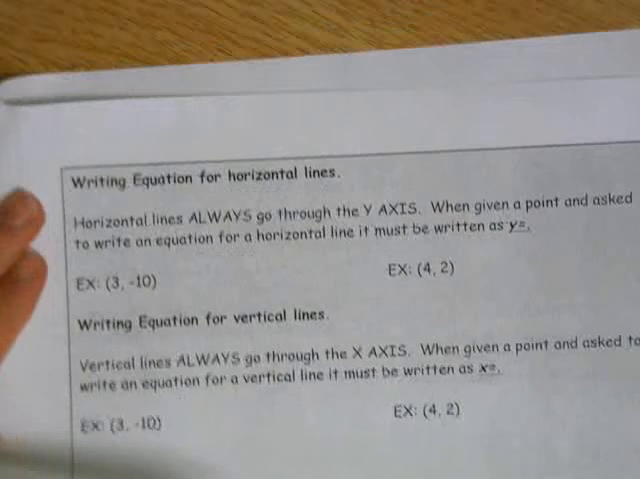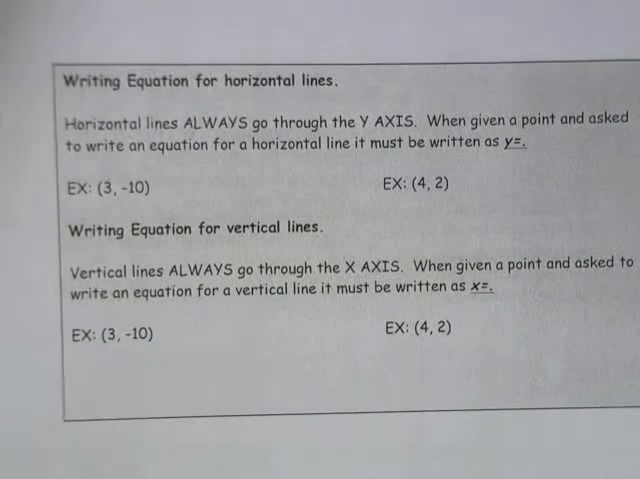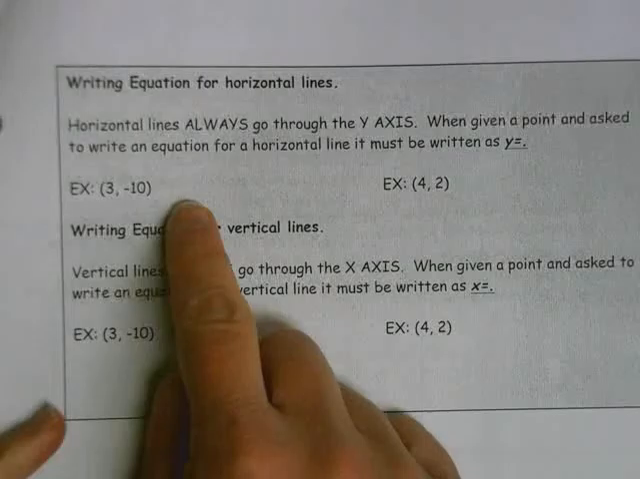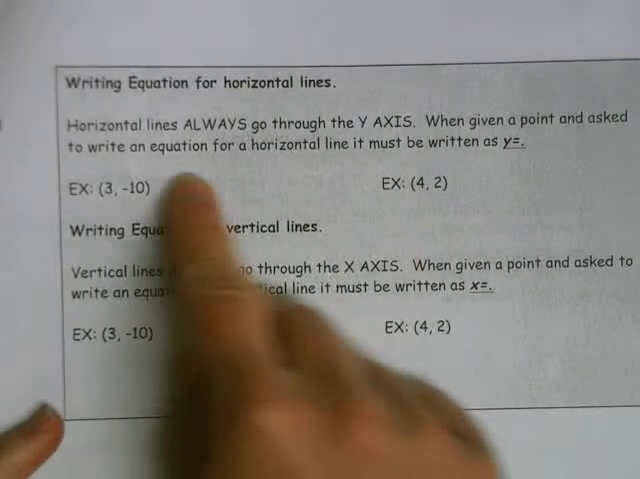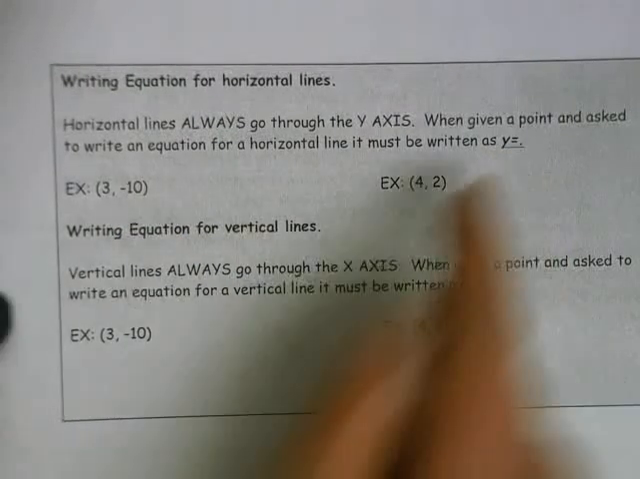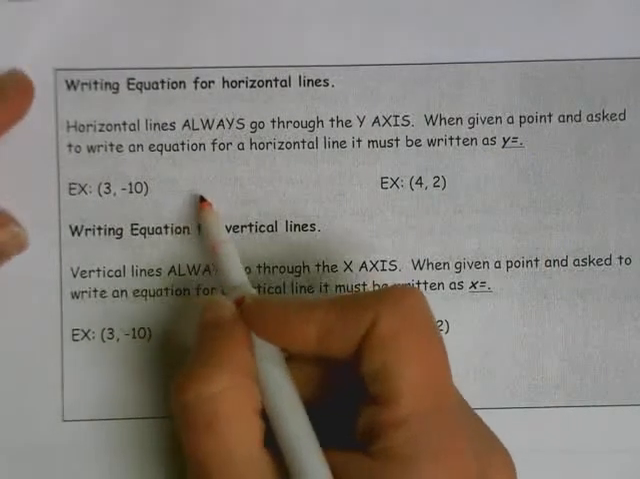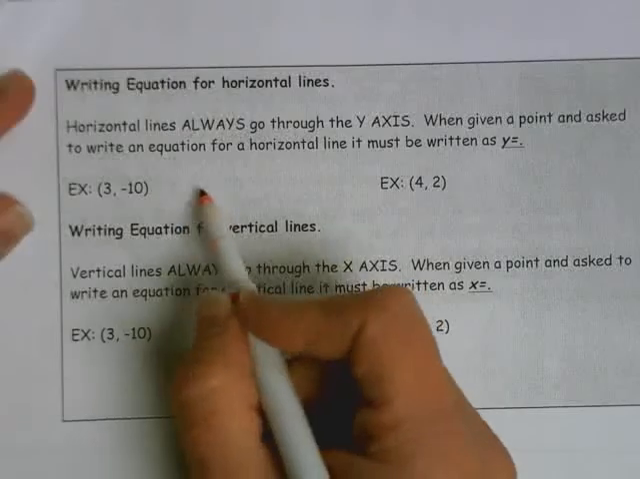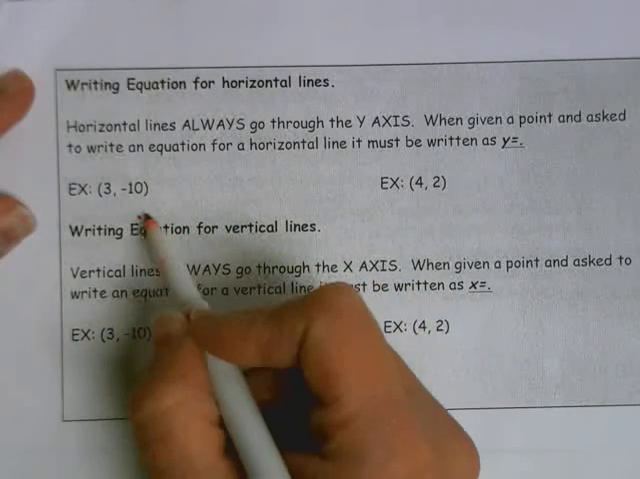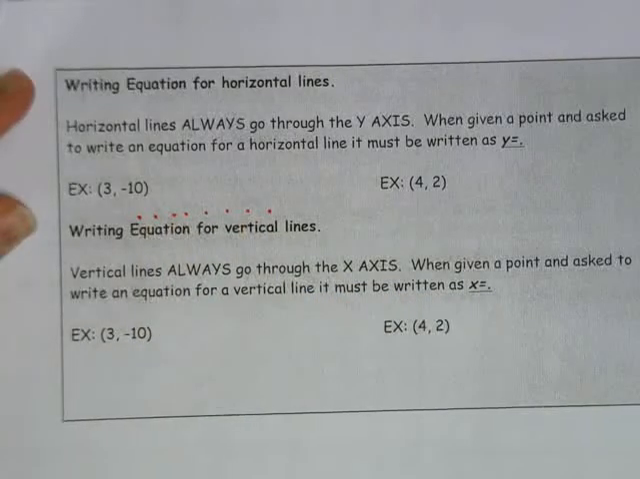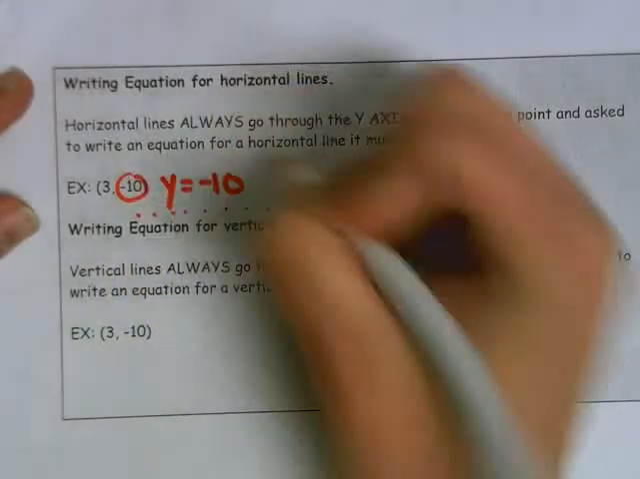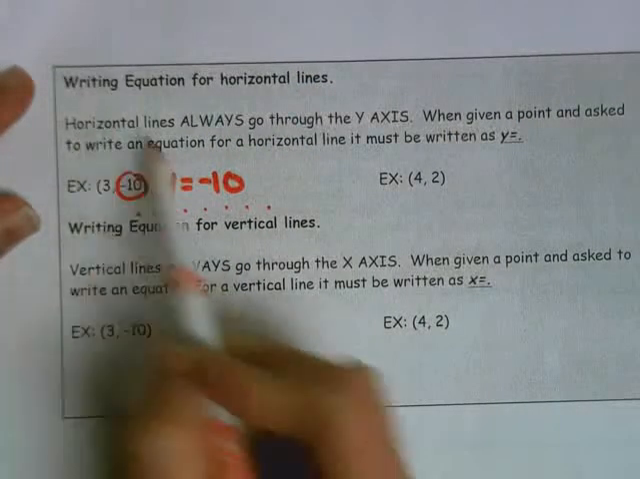Okay, let's talk about equations for horizontal and vertical lines. This is one of the most recent things we've done. Horizontal lines always go through the y-axis because they're going side to side. So when given a point, the horizontal line is always going to be written as y equals. If you can picture where 3 comma negative 10 is, you go side to side 3 down to negative 10. Well, all the other points that are horizontal are going to go through y equals negative 10. That's the horizontal line. Horizontal lines are always y equals.